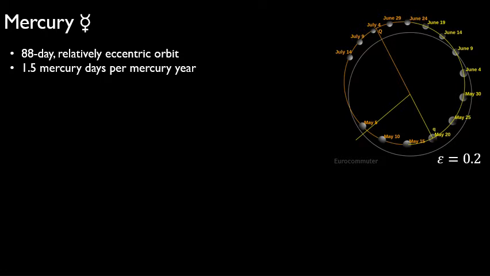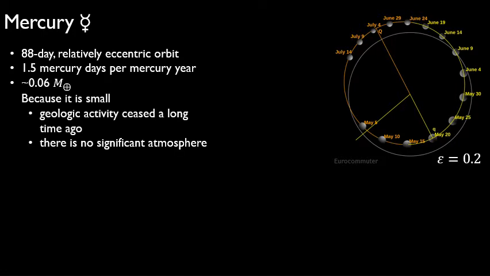hugely eccentric. And there's a gravitational interaction between it and the Sun such that only 1.5 Mercury days happen per year. So it rotates 1.5 times for each orbit cycle. It's really small, right? It's 0.06 Earth masses. That's quite tiny. And partly because it's so small, the geologic activity ceased a long time ago, so it was able to cool off, and that initial heat just from it forming is pretty much gone.